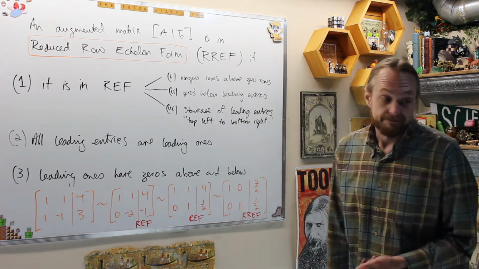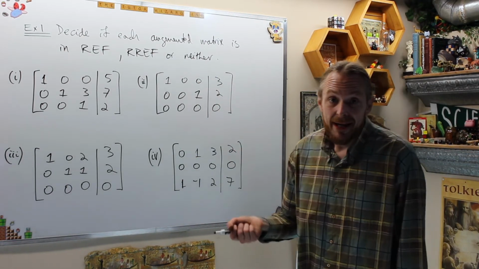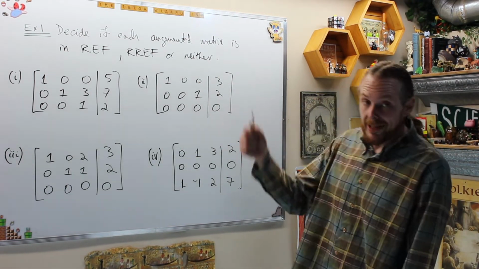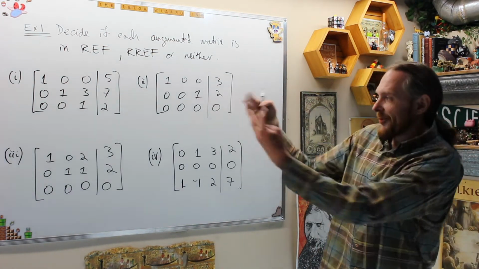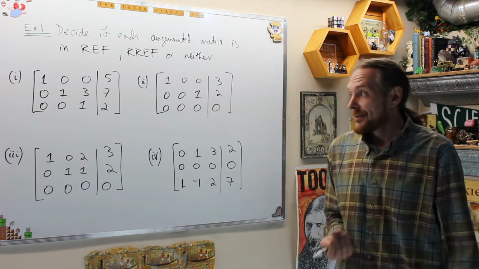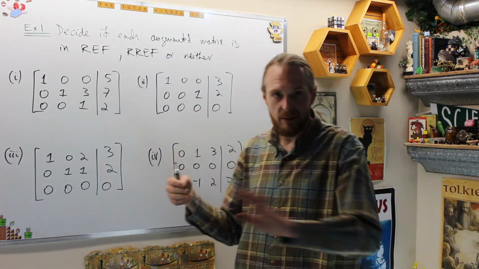Let's try this out. Okay, example 1. Decide if each augmented matrix is in rref, reduced row echelon form, or neither. What we want to do with each one is eventually we're going to be awfully close and they're going to try and trick you with this. So you have to run through the mantras. First of all, do I have any 0 rows? No, so I can ignore that axiom entirely.